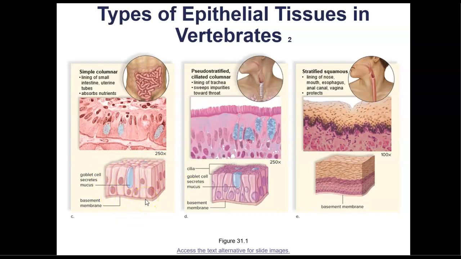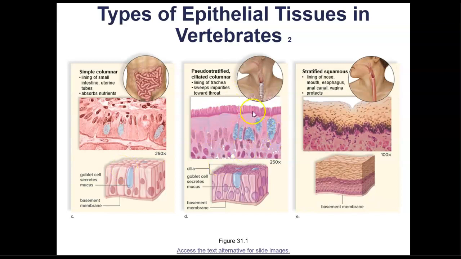This tissue lines the small intestines, and the apical surface of this tissue is covered in folds called microvilli. That enables the tissue to have a larger surface area so it can absorb even more nutrients that are broken down and digested from our food. So many more nutrients can be absorbed into this tissue than if they didn't have the microvilli, if it was just a flat surface.